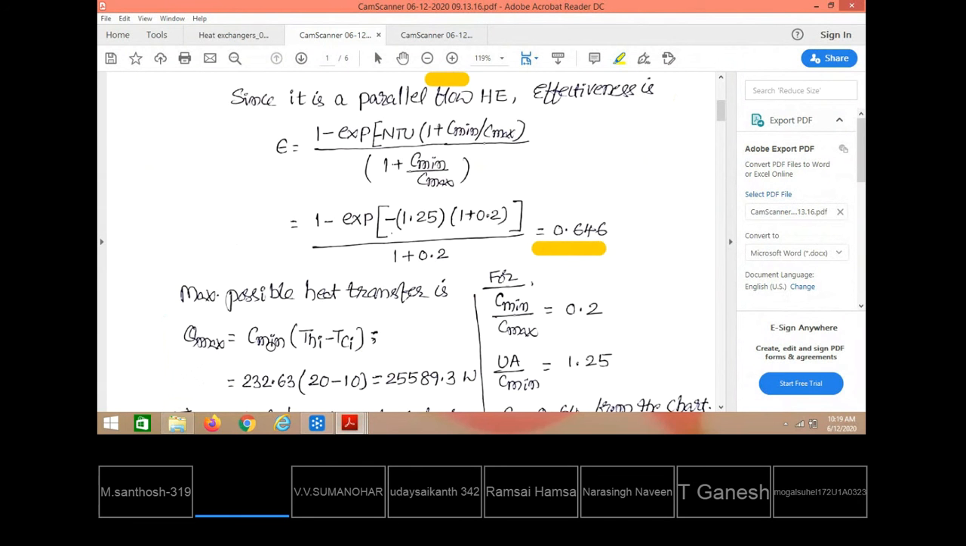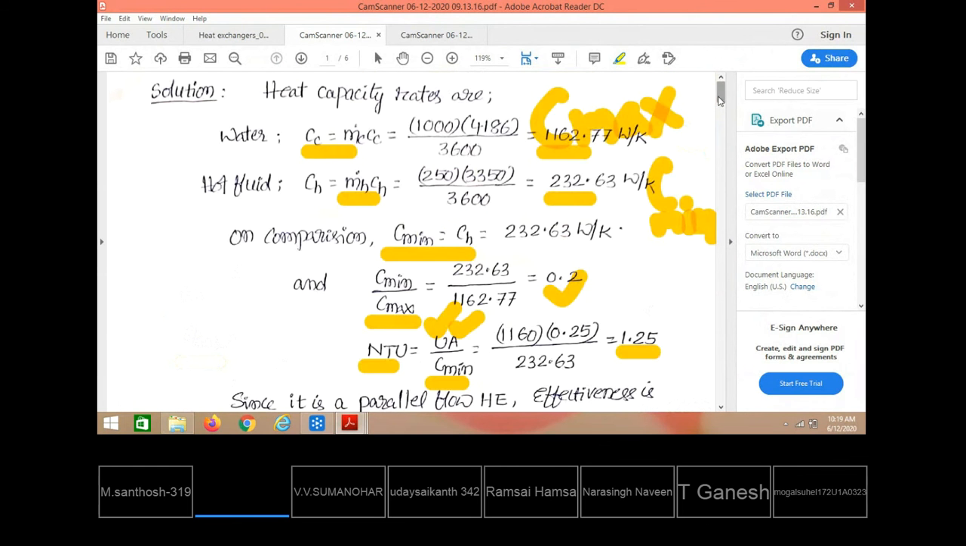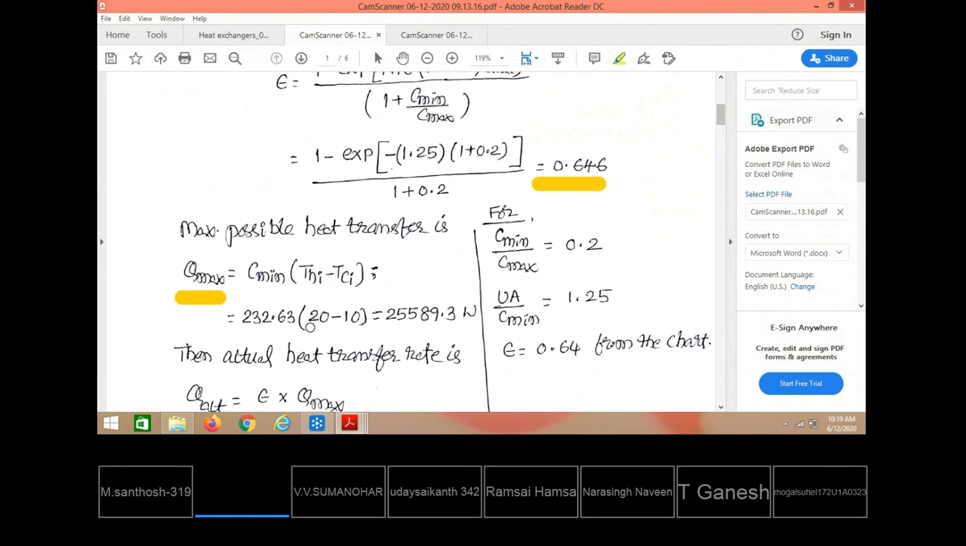Then what is Q maximum for a heat exchanger? C minimum times Thi minus Tci. Out of the two estimated values of Ch and Cc, C minimum is 232.63, so Q maximum equals C minimum into Thi minus Tci. Q maximum is also calculated.